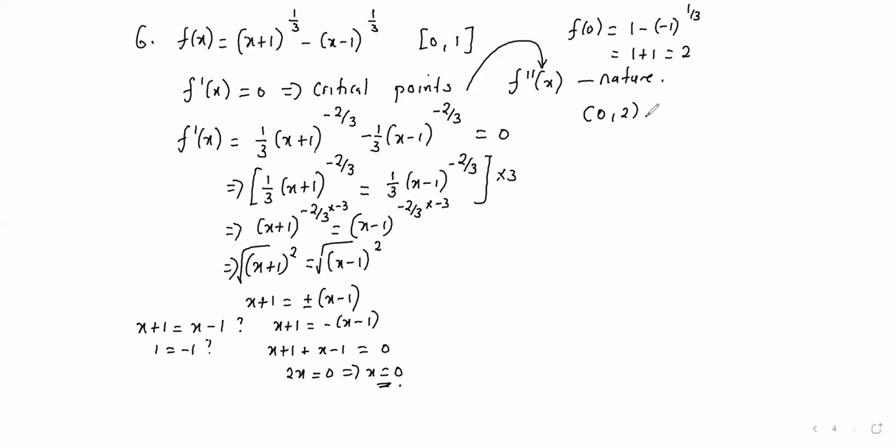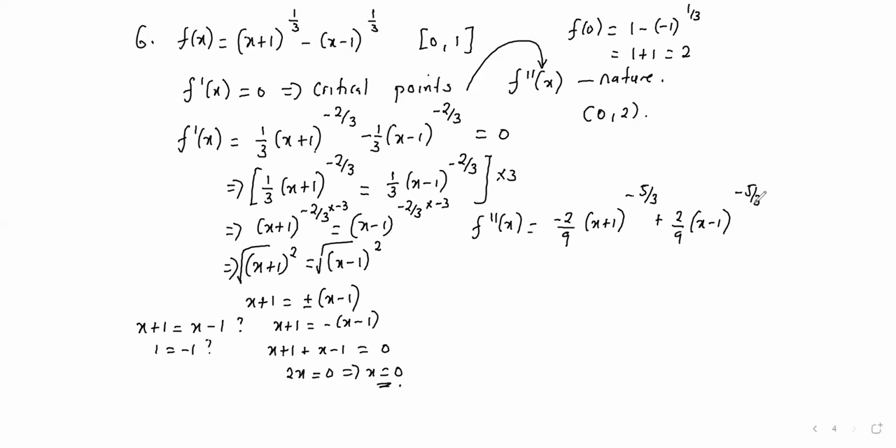We need to check its nature. So we differentiate the function again. We don't take it for granted that we only have 1 point. We still go ahead and differentiate, so we are sure of its nature. So when we differentiate here, we are getting minus 2 over 9, (x plus 1) to the power minus 5 over 3, and then plus 2 over 9, (x minus 1) to the power minus 5 over 3.